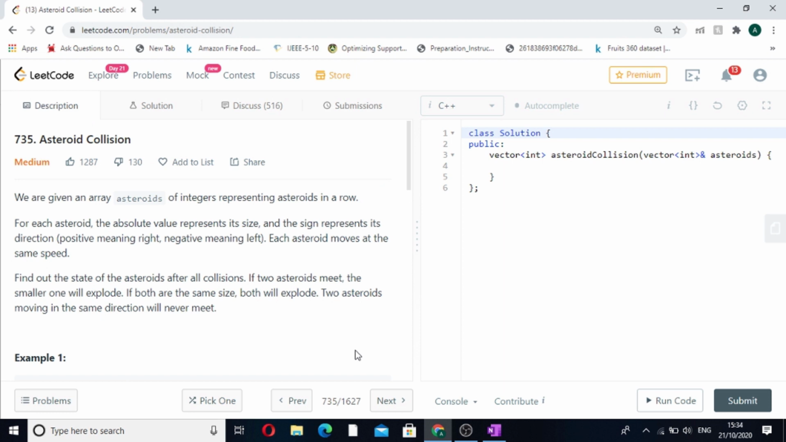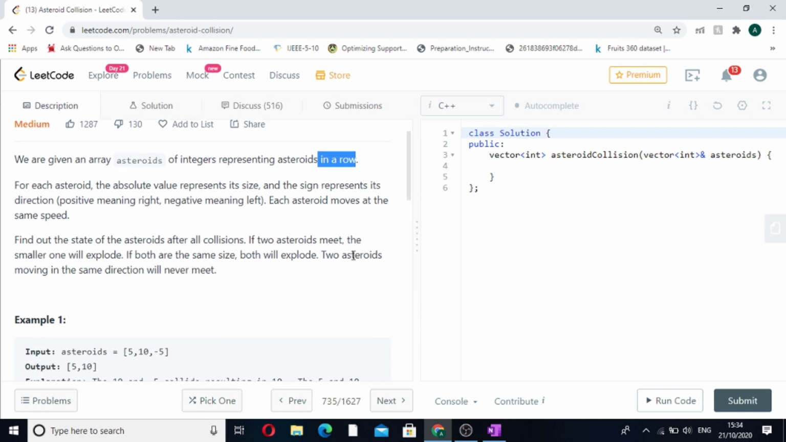Today's question is asteroid collision. In this question, we are given an array of integers representing asteroids in a row. Here it is given that all these asteroids are present in a single row. For each asteroid, the absolute value represents its size and the sign represents its direction.